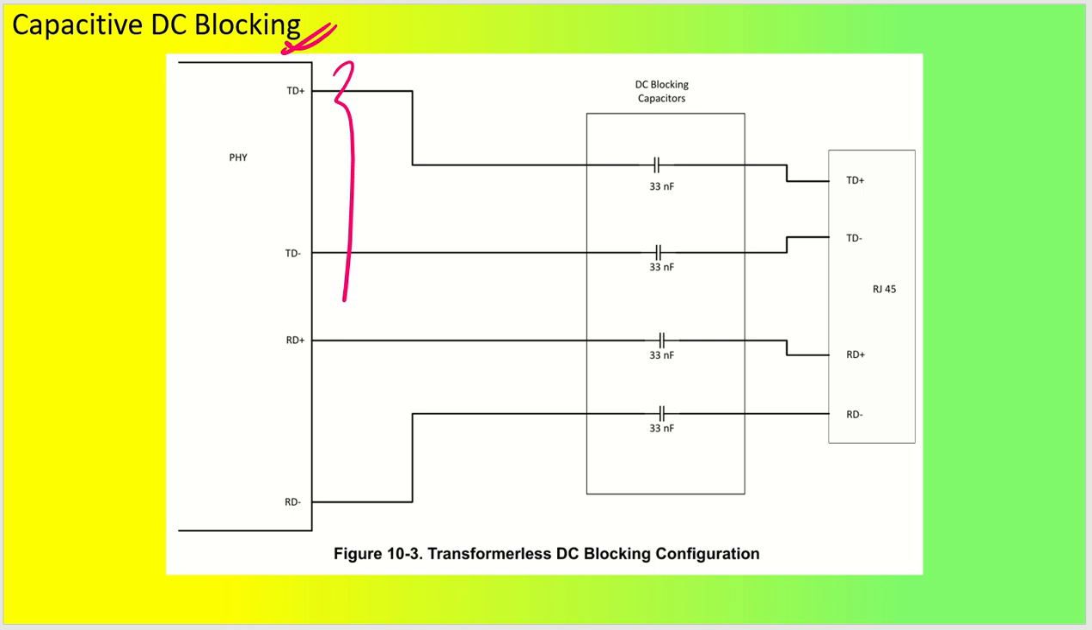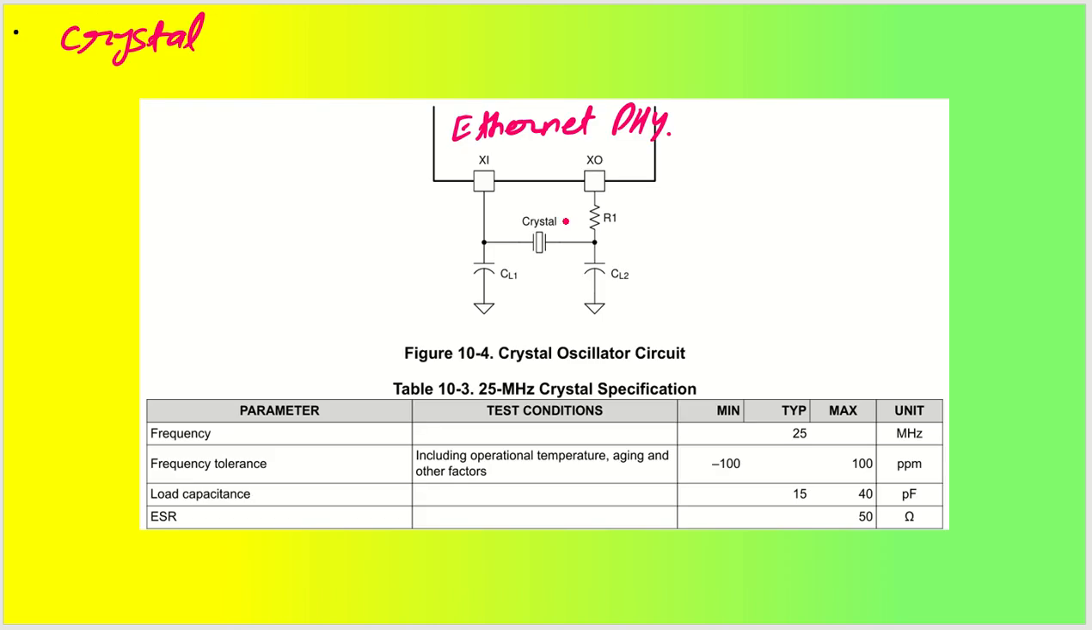If you talk about the crystal connection, if you are going to give a clock signal from the crystal, then a crystal will be used, say a piezo crystal, and the XI and XO pins will be utilized for generating the crystal oscillator. A typical frequency is 25 megahertz, and the frequency tolerance must be minus 100 to plus 100 ppm.